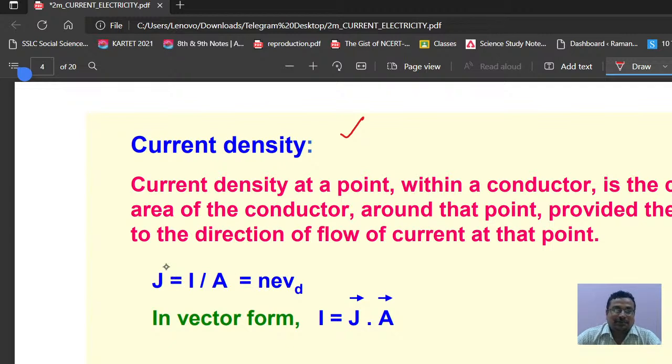Current density is represented by J. It is explained by the current per unit area. The current per unit area in a conductor is called current density, and in vector form that can be written as I = J dot product A, where A is the area.